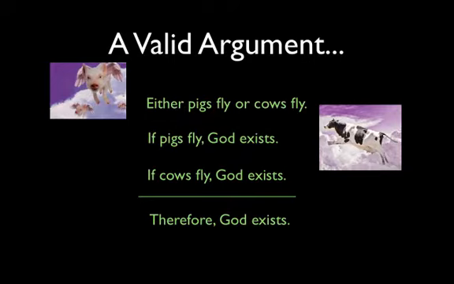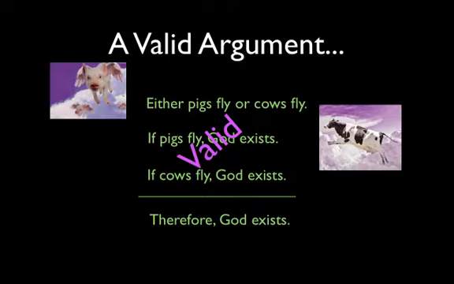Strictly speaking, there's nothing wrong with the logic of this argument. If the premises were true, the conclusion that God exists would have to be true. However, no one would accept the conclusion that God exists on the basis of the premises in this argument. That's because at least one of the premises is false.